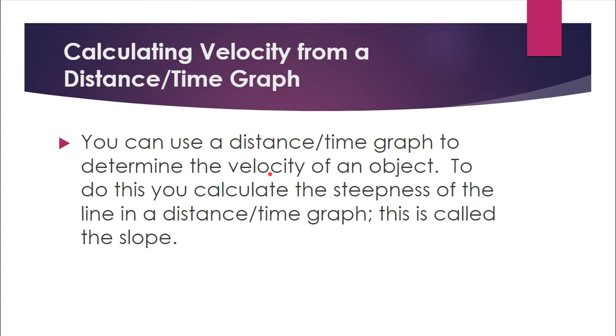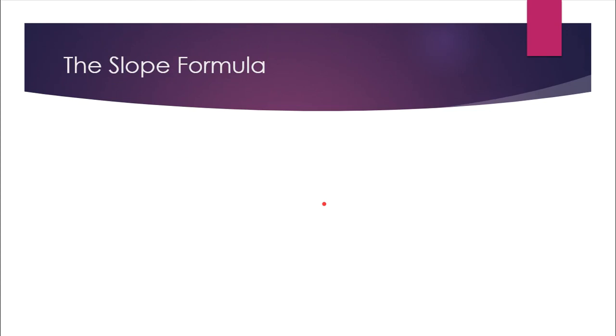You can use a distance time graph to determine the velocity of an object. To do this, you calculate the steepness of a line in a distance time graph, and this is called the slope. Some of you may have already heard this in your math class. If you haven't, it's called slope, and there's a calculation we use to find the slope of a line. So here's the slope formula.